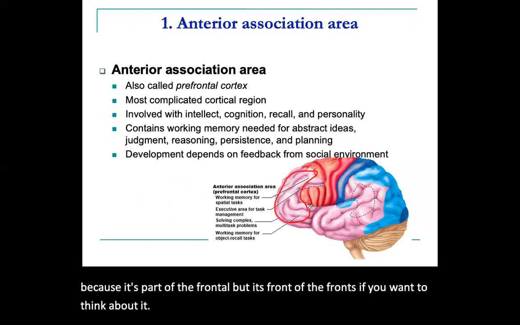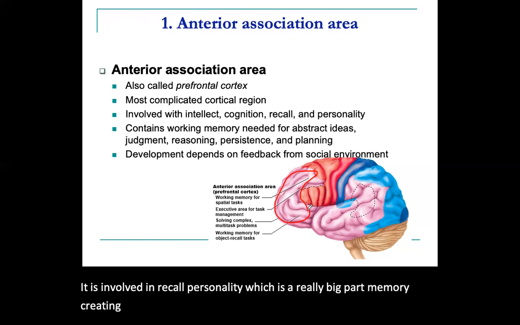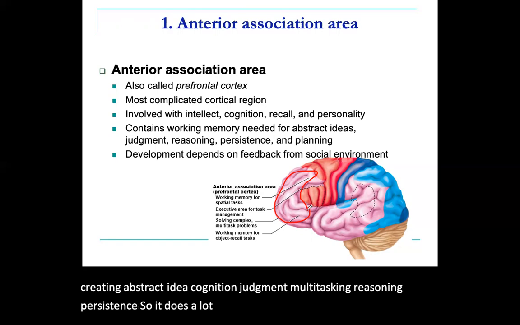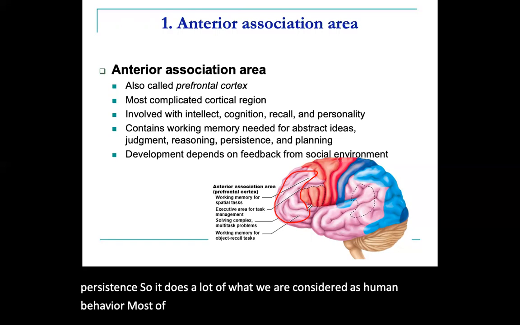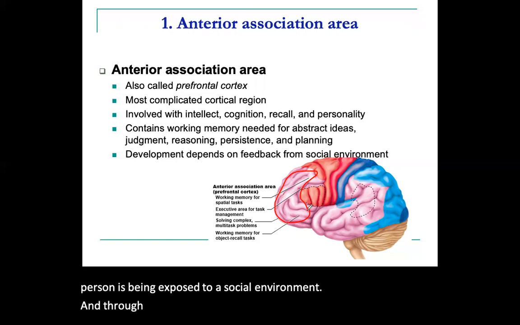It is involved in recall, personality, which is a really big part, memory, creating abstract ideas, cognition, judgment, multitasking, reasoning, persistence. So it does a lot of what we consider human behavior. Most of this is also developed during a younger age when a person is being exposed to a social environment, and through those social feedbacks, that part of the brain develops.